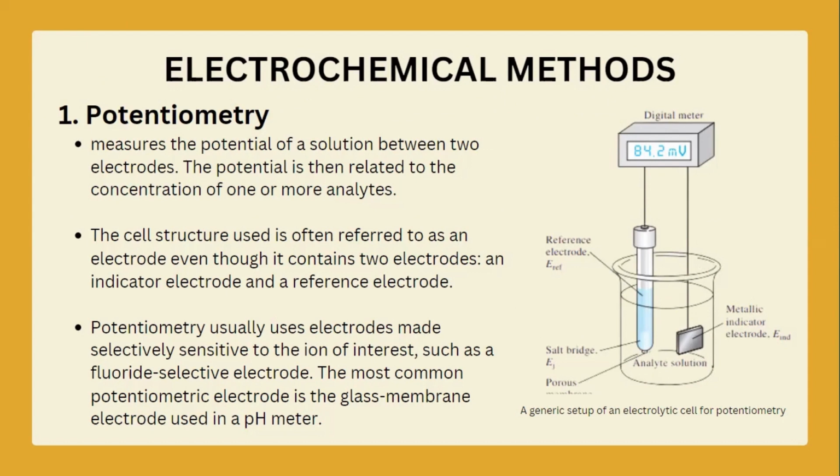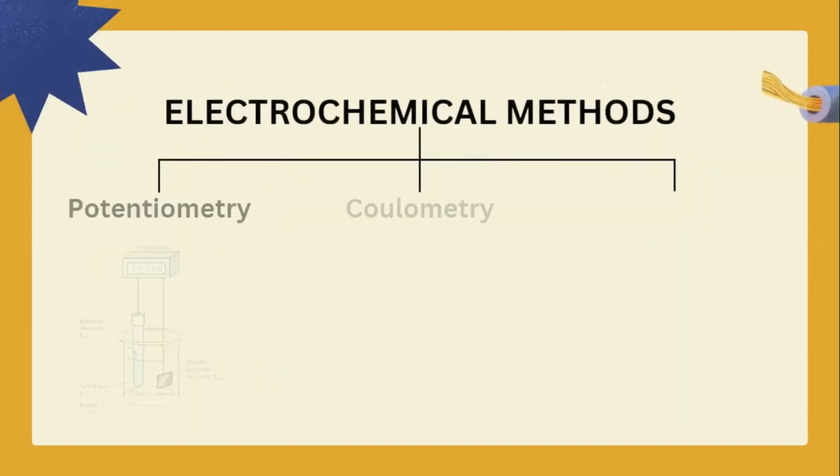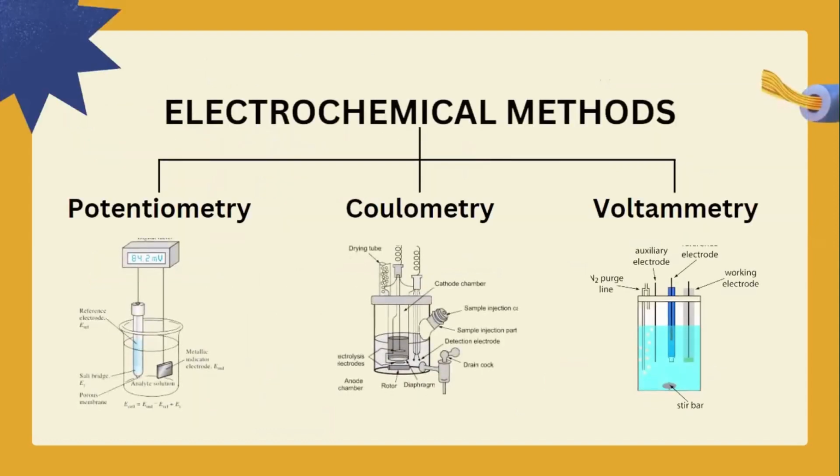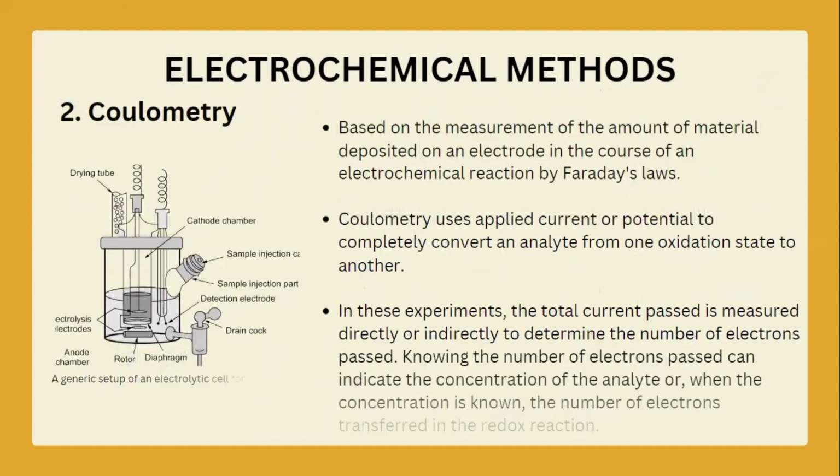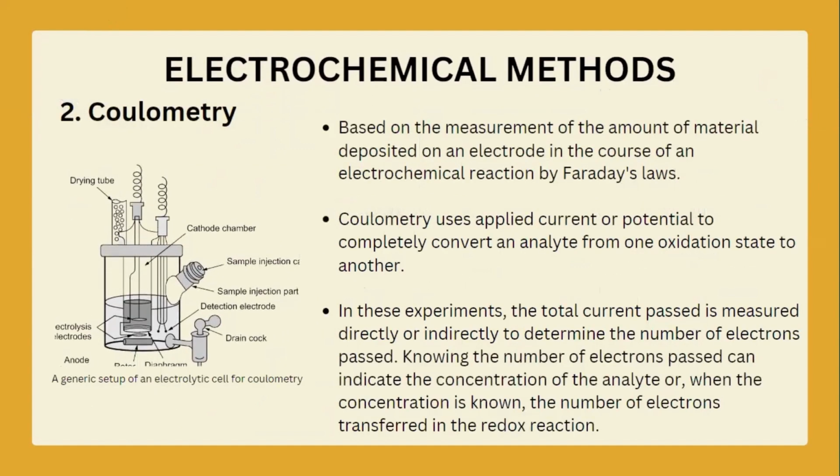In terms of calculations, the measured potential is then related to the analyte concentration through the Nernst equation, allowing for quantitative analysis. The next one is coulometry. Coulometry measures the total amount of charge, expressed as current multiplied by time, that passes during an electrolysis process. This uses an applied potential which drives the complete conversion of the analyte at the electrode, thus consuming a specific amount of charge.